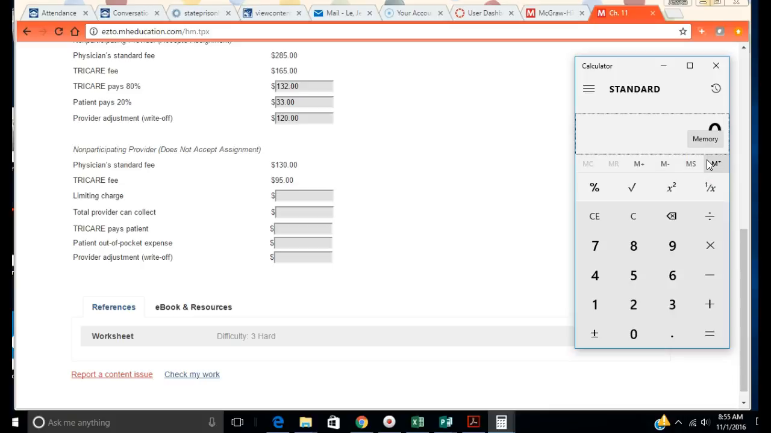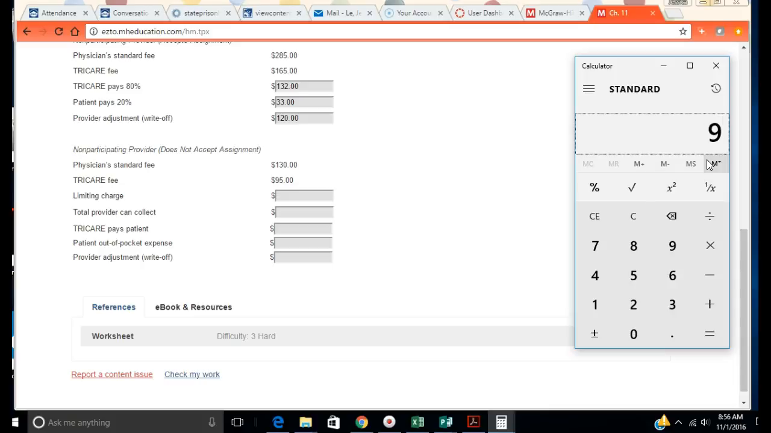Okay, so this is much like Medicare over here. So with non-participating providers who do not accept assignment, they can only charge a maximum of 115% of an allowable charge. So the physician standard fee in this case is $130. And the TRICARE fee is $95. So the limiting charge that we need to figure out is going to be 115% of $95. So let's figure that out.